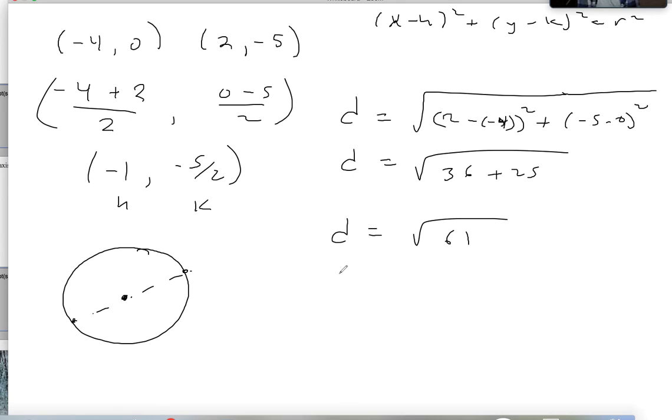So if that's my diameter, well, radius equals diameter divided by 2. And so this would be root 61 over 2. Or as a decimal, that's where they got that 3.905 that you got, was this value right here. And I'm betting what got you is you found the diameter rather than the radius. But hopefully that helped.